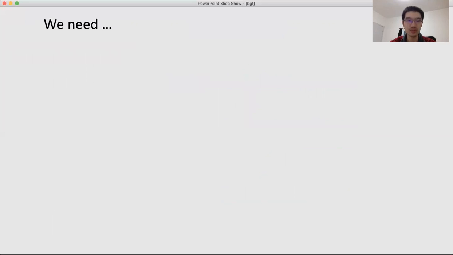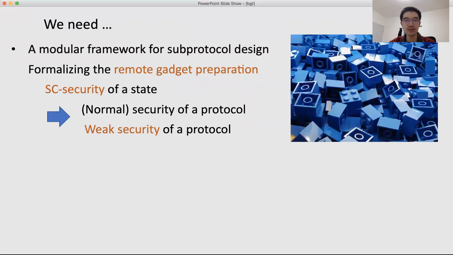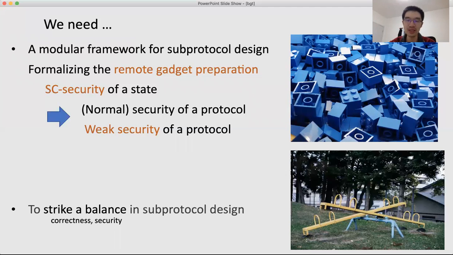So what we're going to do is to first design a modular framework for protocol design. We'll formalize the notion of remote gadget preparation. We'll define the requirements and security. For security, we'll first define the asset security of a state. And based on this concept, we define the normal security and weak security of our protocol. Then we can use this framework for protocol design, and we need to strike a balance between queries, security, etc. when we design each sub-protocol.